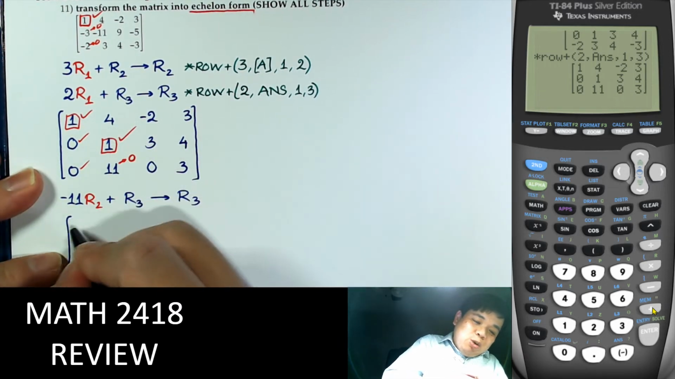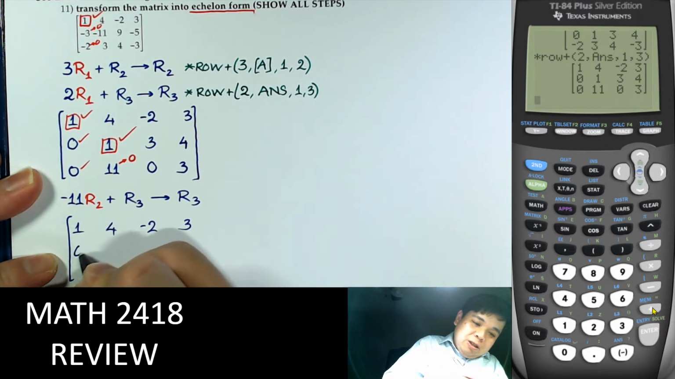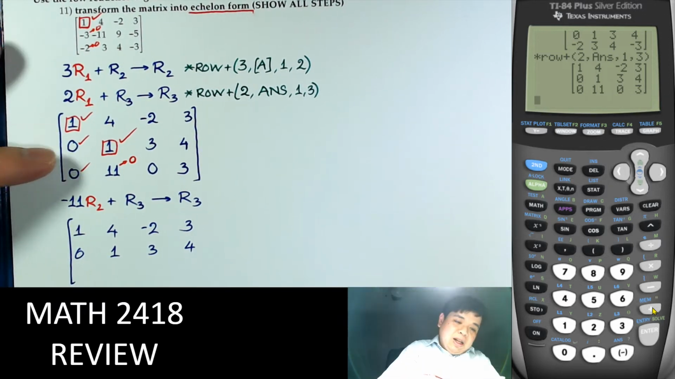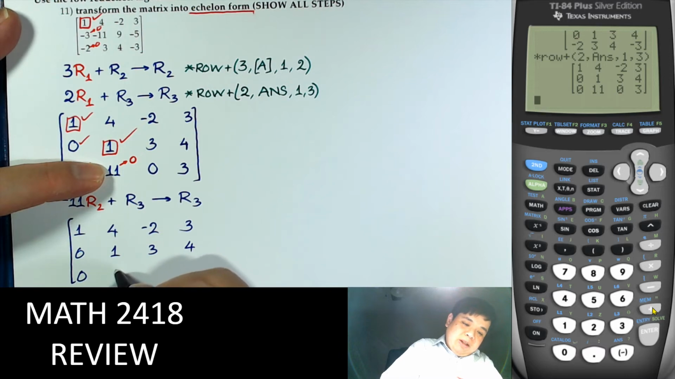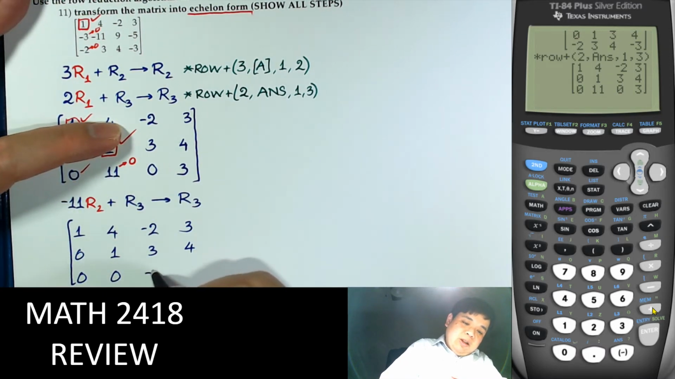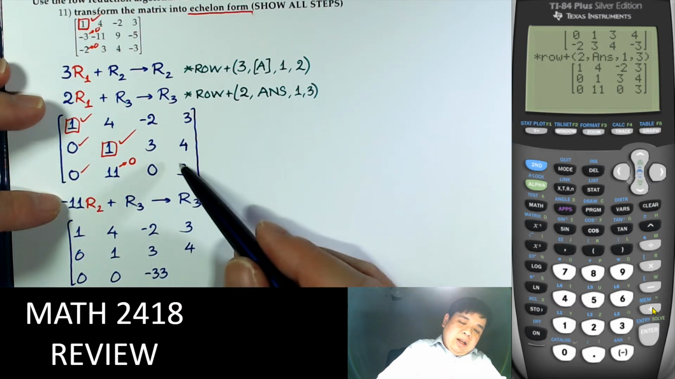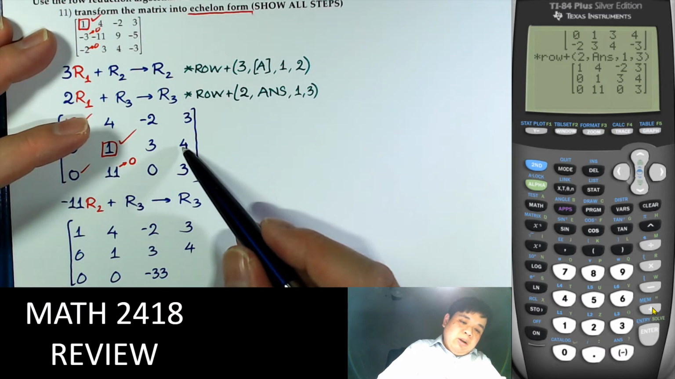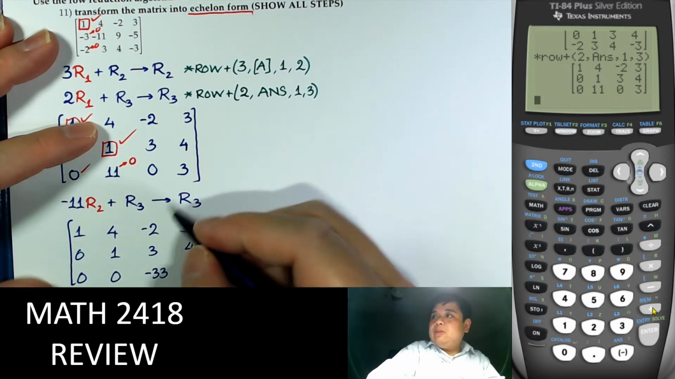So row 1 and 2 will stay the same. Right, negative 11 times 0 add to 0. Negative 11 times 1 plus 11, negative 11, so that's negative 33. And negative 11 times 4, negative 44, plus 3, 41. Right.